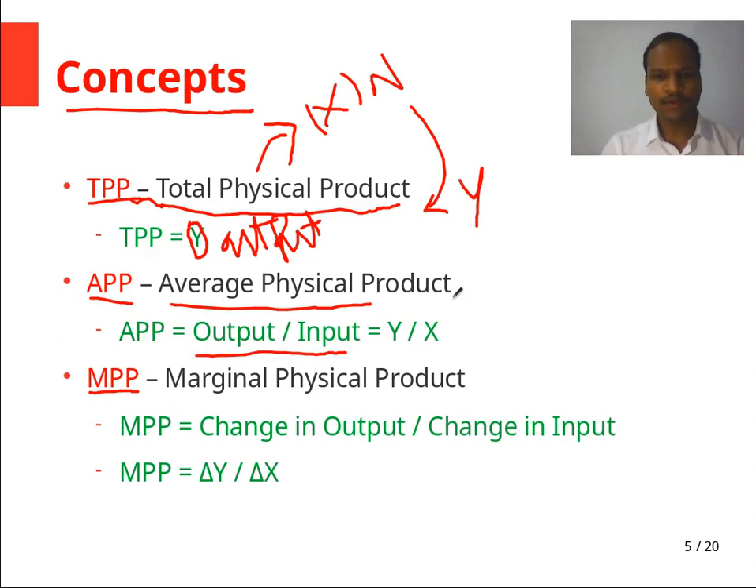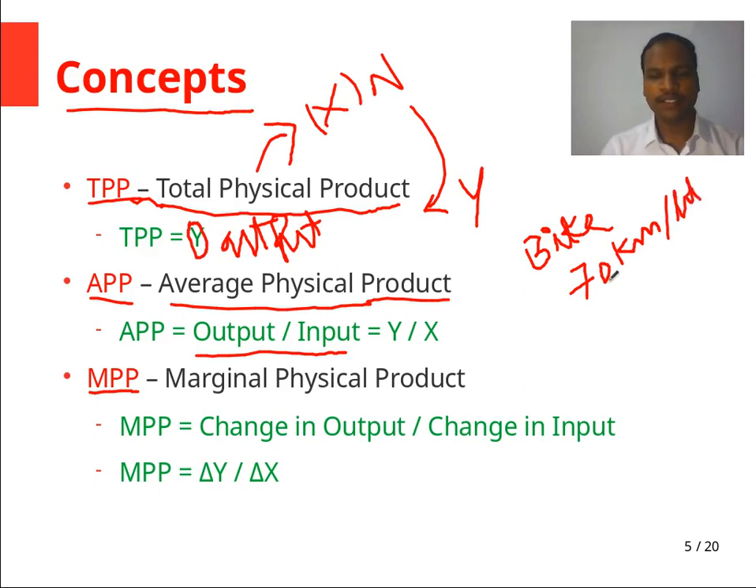So we can have an example like when we are using a bike, and when someone is asking about the mileage, the average mileage, we will tell him that 70 kilometer per liter. So it is the average. We will tell that the bike is giving 70 kilometer per liter.